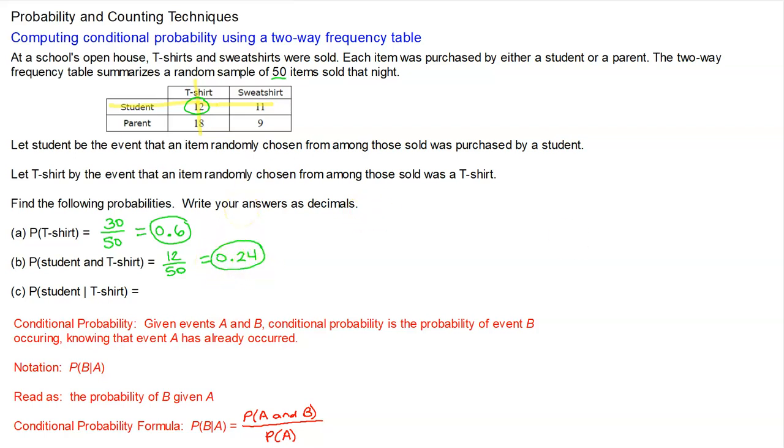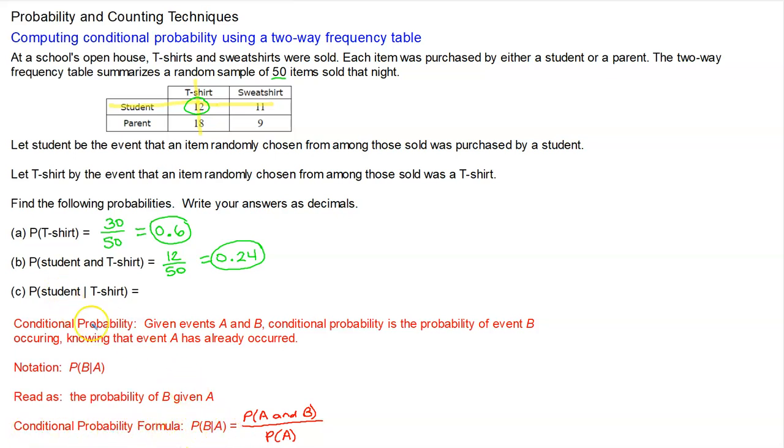Okay, so now let's talk about conditional probability. Conditional probability, just as a reminder down at the bottom, is given events A and B. Conditional probability is the probability of event B occurring knowing that event A has already occurred. So the notation is probability of B given A. That's how we read that. And this is the formula we can use for conditional probability.